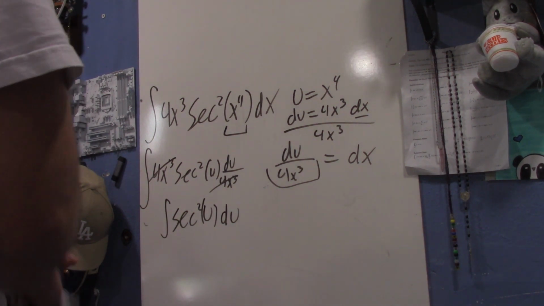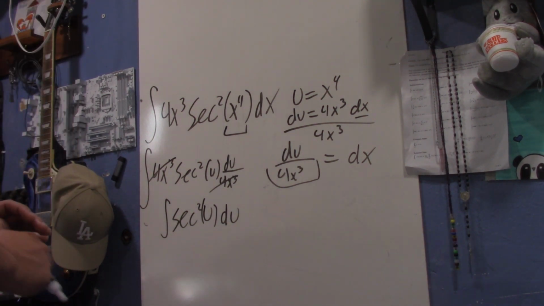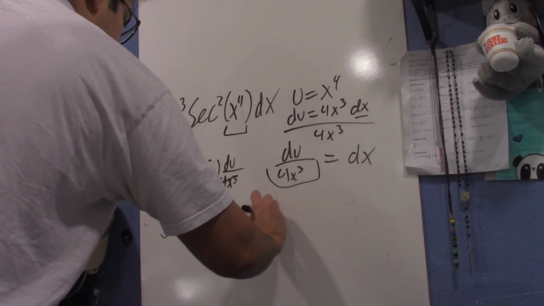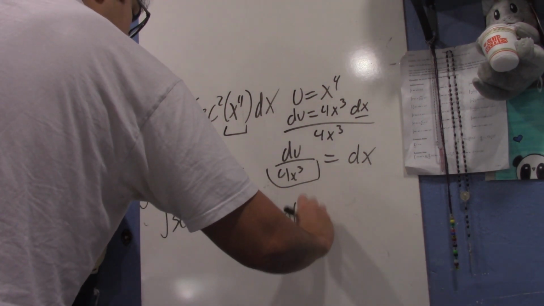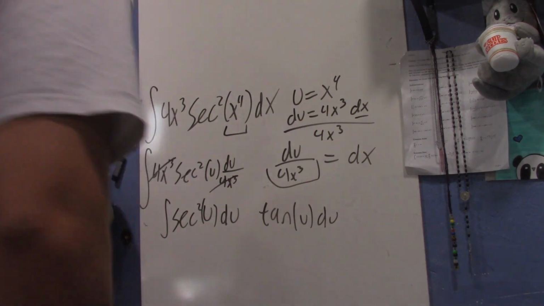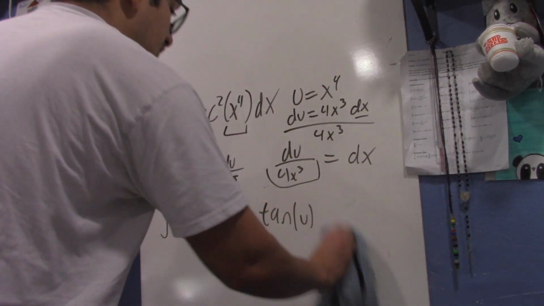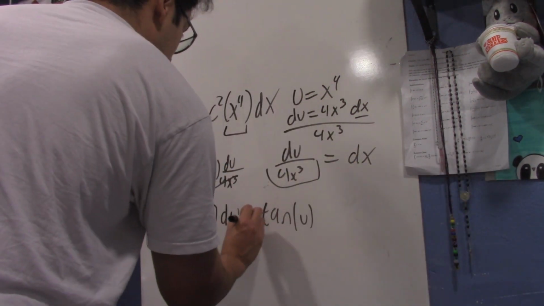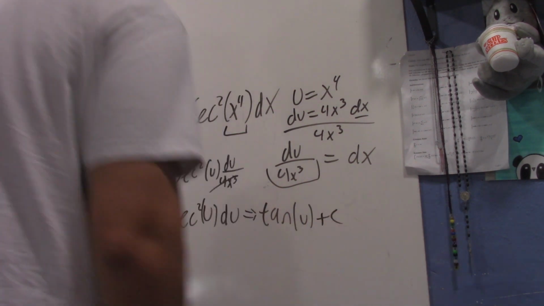Now the integral of secant squared, if you know your integrals, your antiderivatives, is going to be tangent u. I'm sorry, not du. We lose the du when we evaluate the integral. It becomes a plus c.